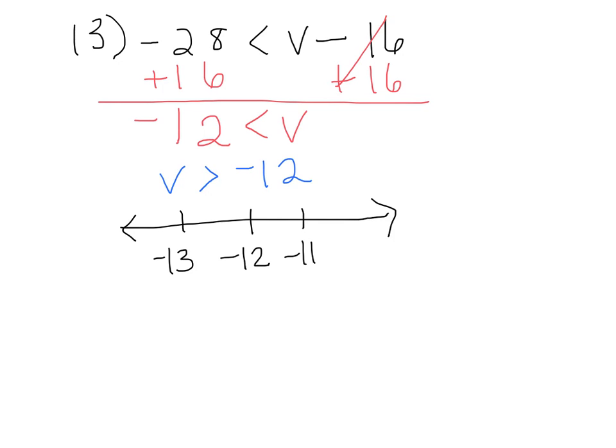When you graph on negative 12, your circle will be open because there's no or equal to. And my arrow is going to go to the right, just like my inequality points to the right.